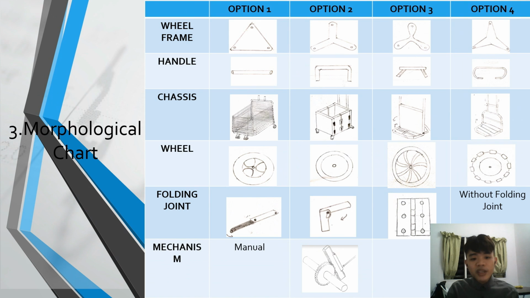Next is the morphological chart. The morphological chart is used to list all the possible designs and options for each group component of the trolley. All the options listed will be combined to generate the design concepts of the trolley.